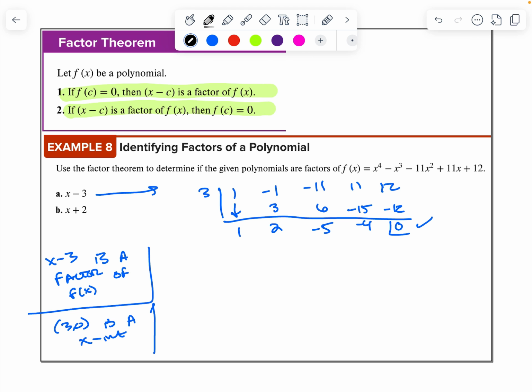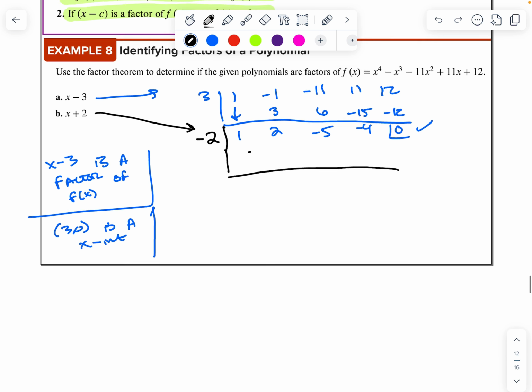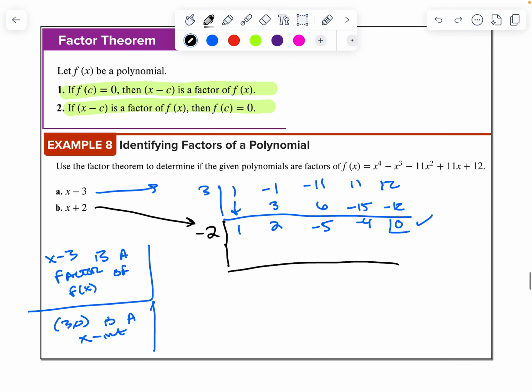I don't have to rewrite my problem a whole bunch of times. If I get 0 as a remainder, now what I can do is just keep going and use only those 4 numbers that are left, right? So I can put a negative 2 out here and just use the 4 numbers that I have listed here. I don't have to go all the way back. Now you can only do this if you did get something that was a solution, right? If you did get 0 as a remainder. So now I'm going to bring down my 1, multiply, add, multiply, add, multiply, add. That is not 0. So negative 2 is not an x-intercept.